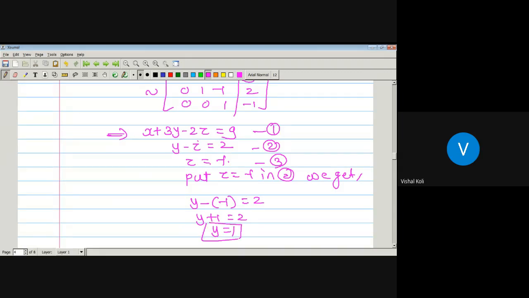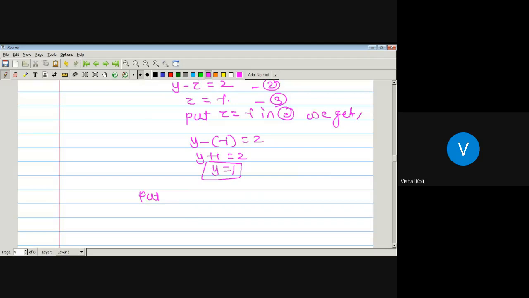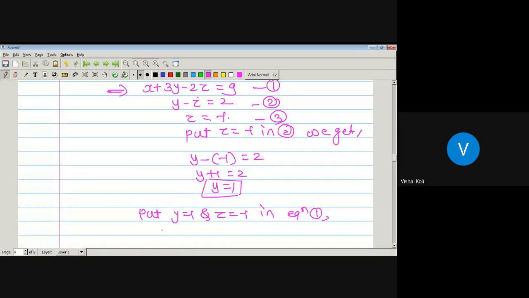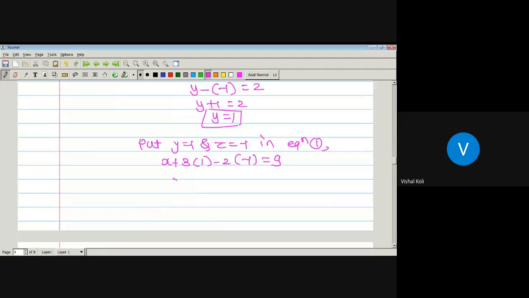Now put y = 1 and z = -1 in equation 1. Then we get the value of x. x + 3 into y, 1, minus 2 into z, -1, is equal to 9. So x + 3 + 2 = 9, so x = 9 - 3 - 2 = 4.